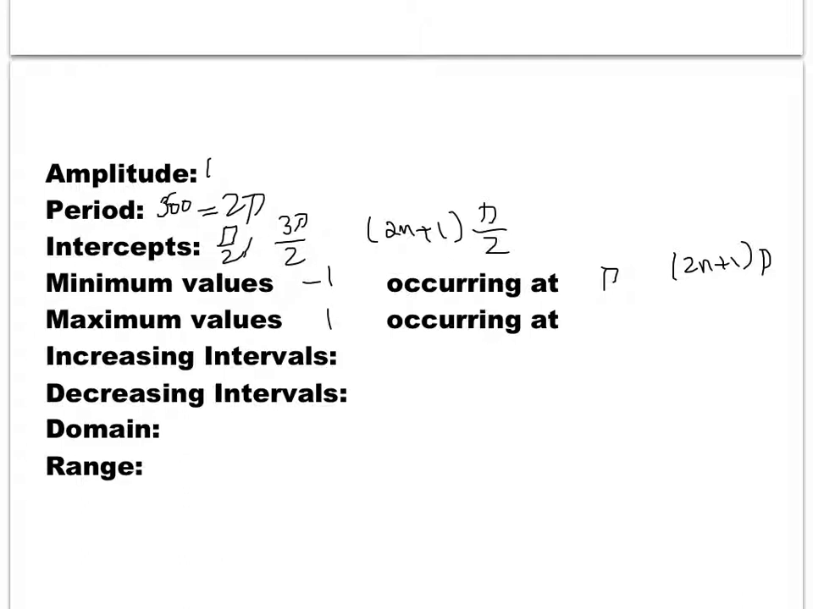Now, what is the maximum value? 1. When does it happen? 0 and 2 pi. Now, start thinking of the next maximum value. When does the next one occur, do you think? Give me the answer in terms of pi. 4 pi. What is the next one? 6 pi. What is the next one? 8 pi.